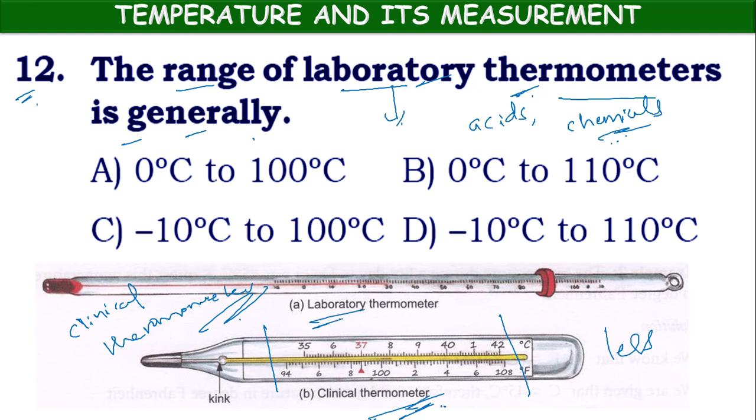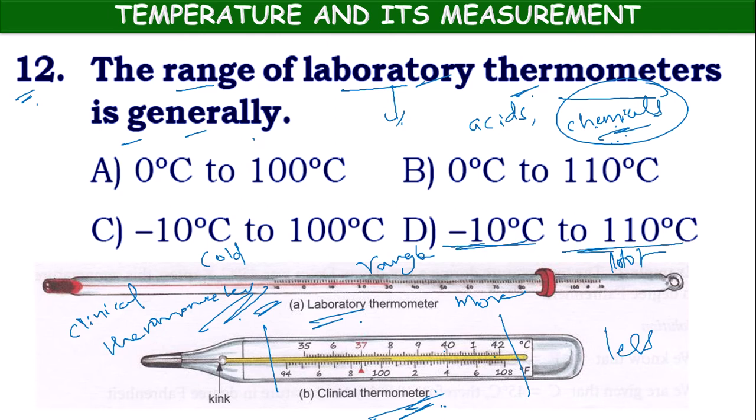But in the laboratory, while measuring the temperature of chemicals, some chemicals may be very cold and some may be very hot. So the range should be more compared to a clinical thermometer. Here the range is -10 degrees to 110 degrees, meaning with this range they can measure very cold chemicals and very hot chemical solutions. So the answer is -10 degrees centigrade to 110 degrees centigrade. This is the range of a laboratory thermometer.